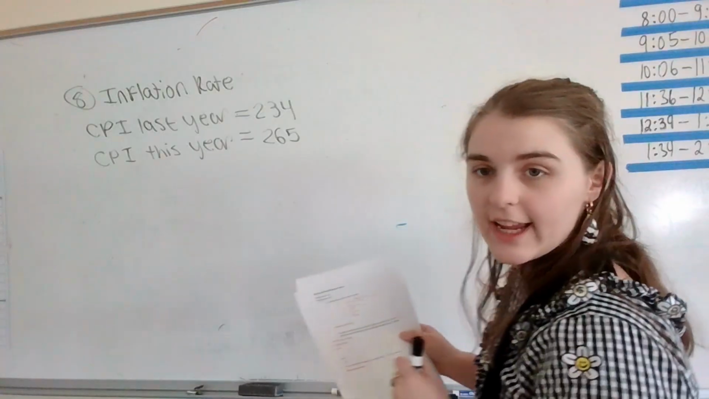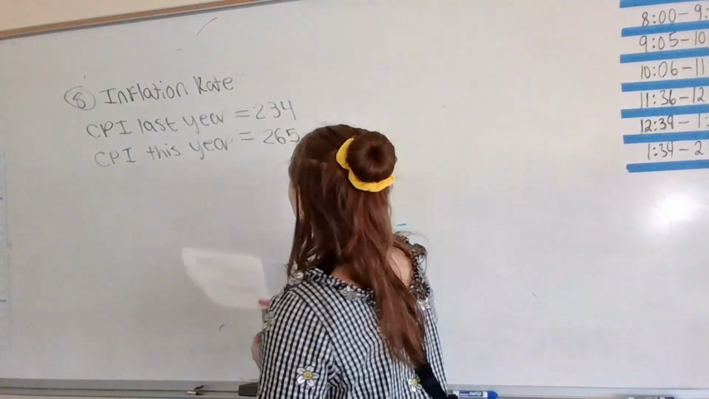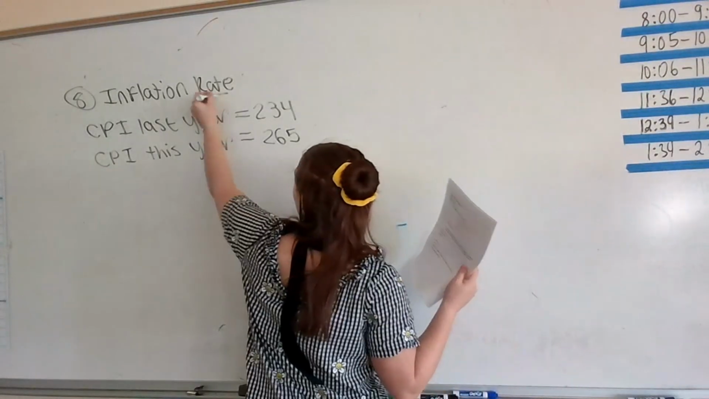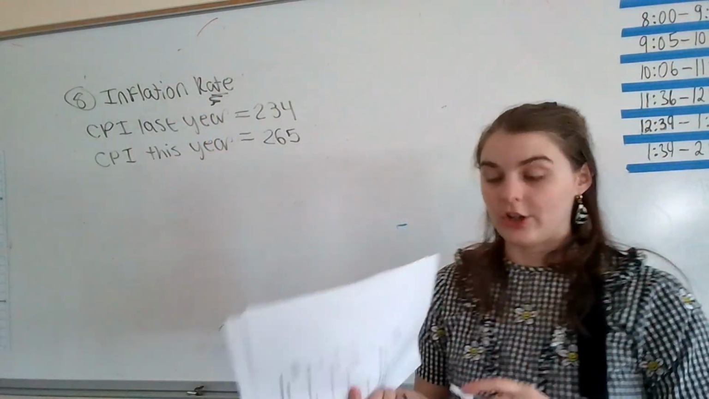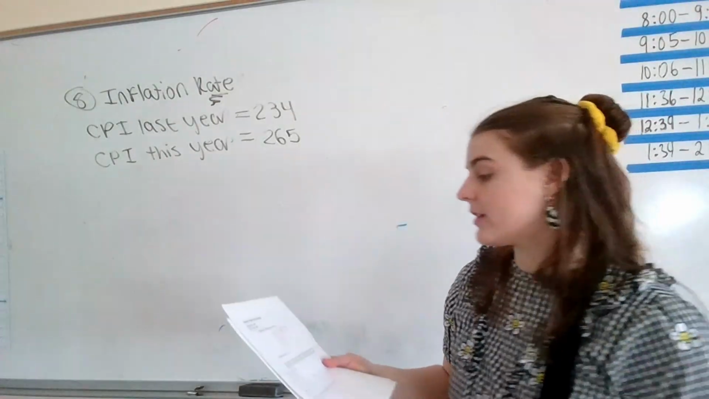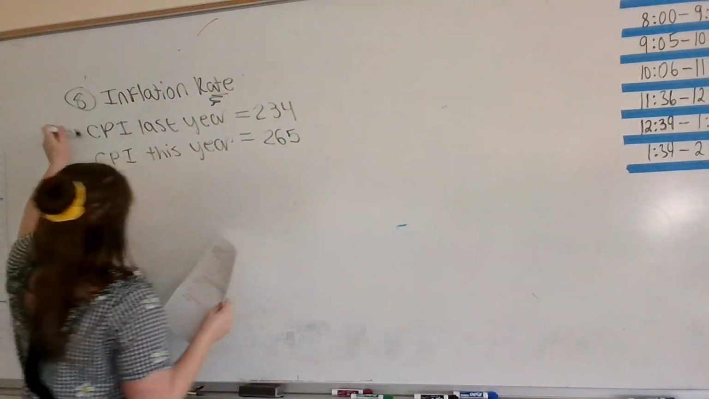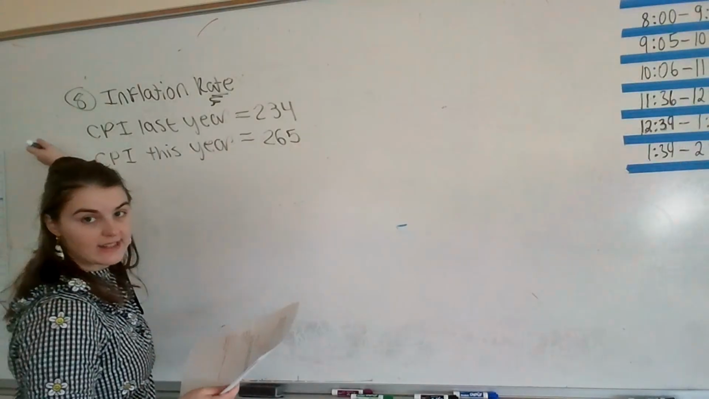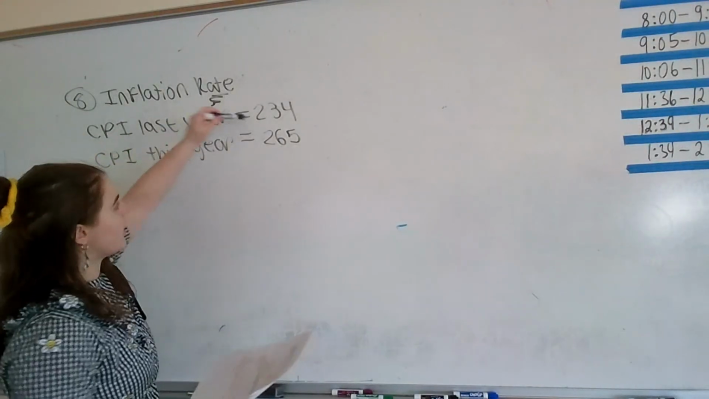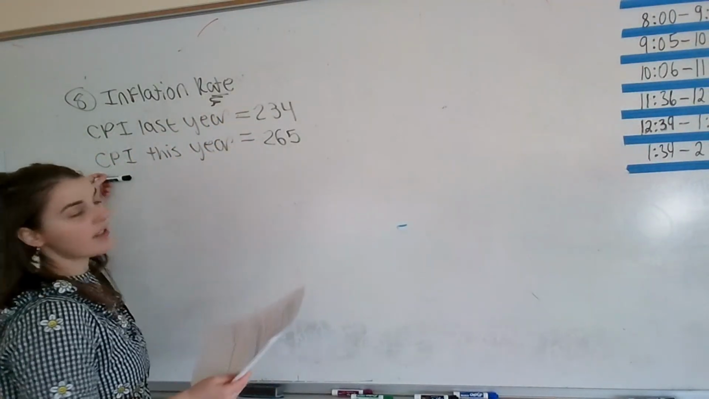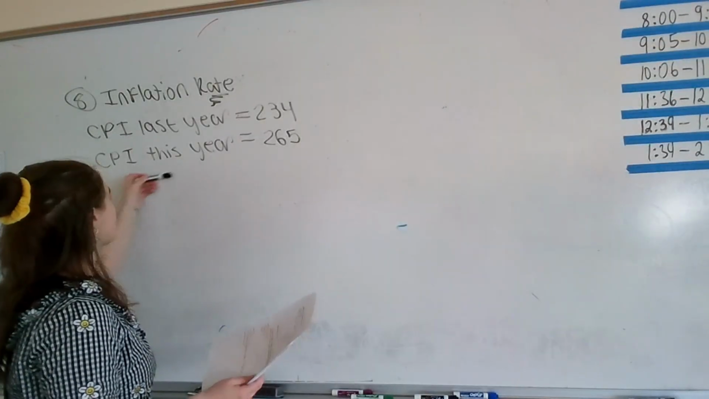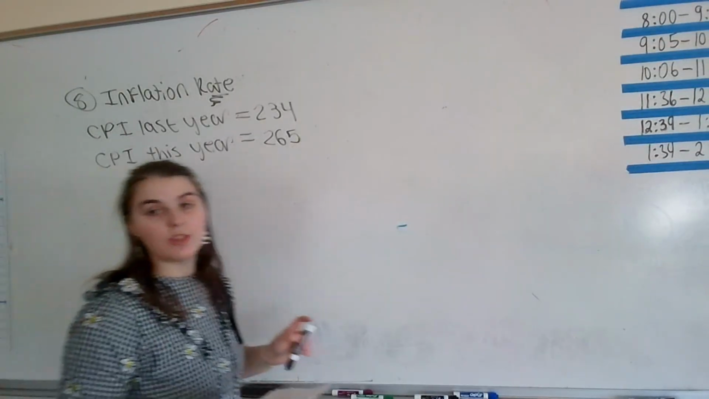Question 8 covers inflation rates. So remember, when we talk about this rate thing, this is when we're going to talk about percent changes, right? We go from one period to another. In this case, we have the CPI, or our Consumer Price Index, of last year of 234. And then we have our CPI this year of 265.